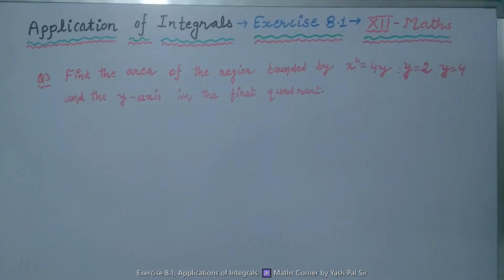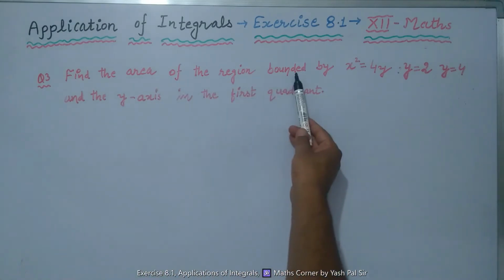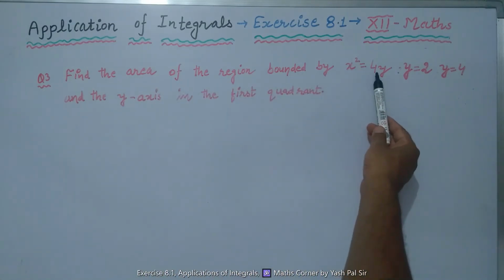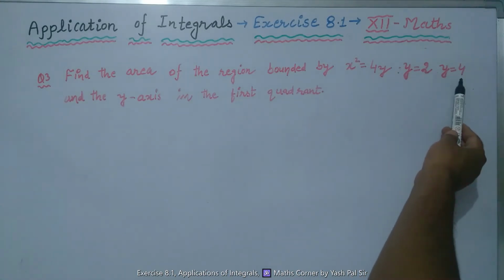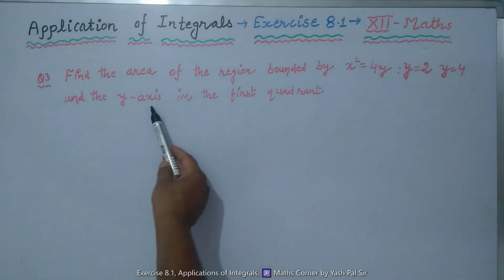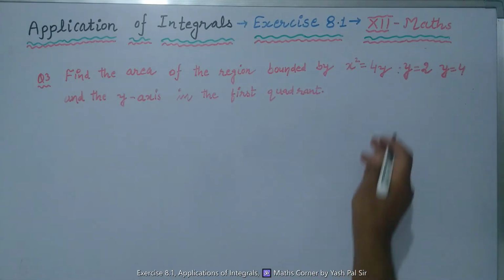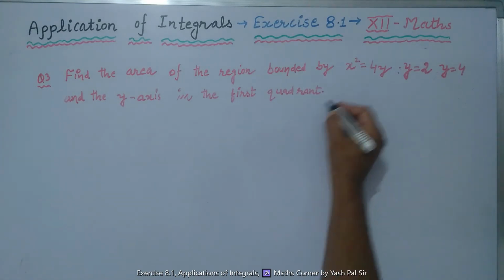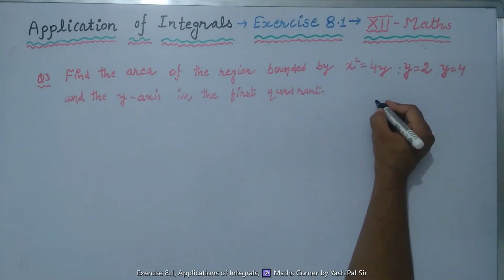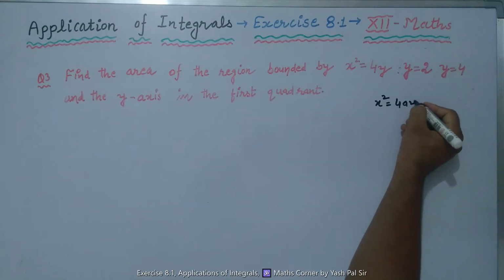Similarly, we have question number 3 of the exercise. Find the area of the region bounded by x square is equal to 4y, y is equal to 2, y is equal to 4 and the y-axis in first quadrant. So first of all, y is equal to 2, y is equal to 4. Here what we can say, x square is equal to 4y.